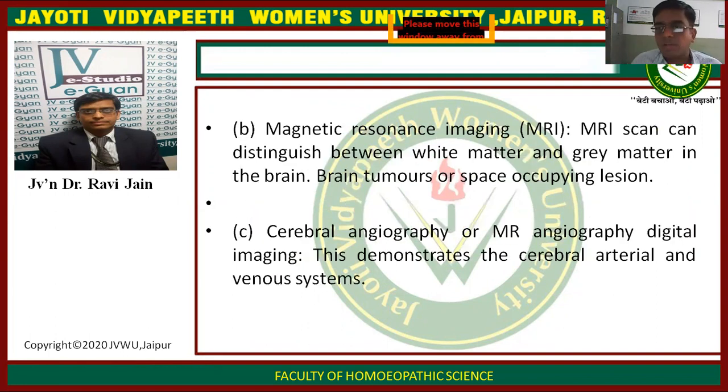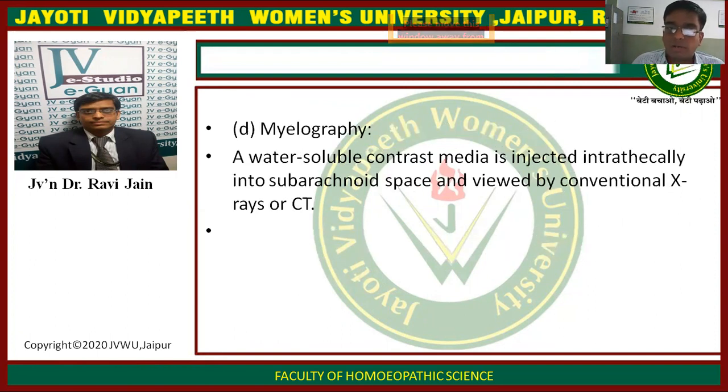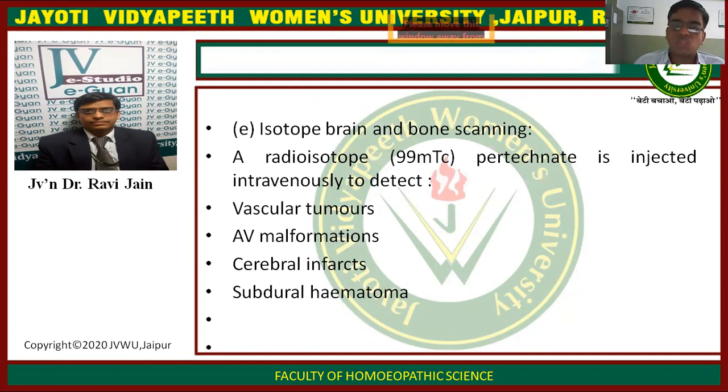MRI, another important investigation, to distinguish gray and white matter and to check for any kind of brain tumors as well as space occupying lesions. Cerebral angiography or magnetic resonance angiography. Myelography, where water soluble contrast media is injected intrathecally into the subarachnoid space and is seen under conventional X-rays. And the last one is isotope brain and bone scanning by technetium-99m, when it is injected in the blood to look for vascular tumors, AV malformations, cerebral infarct, and subdural hematoma.